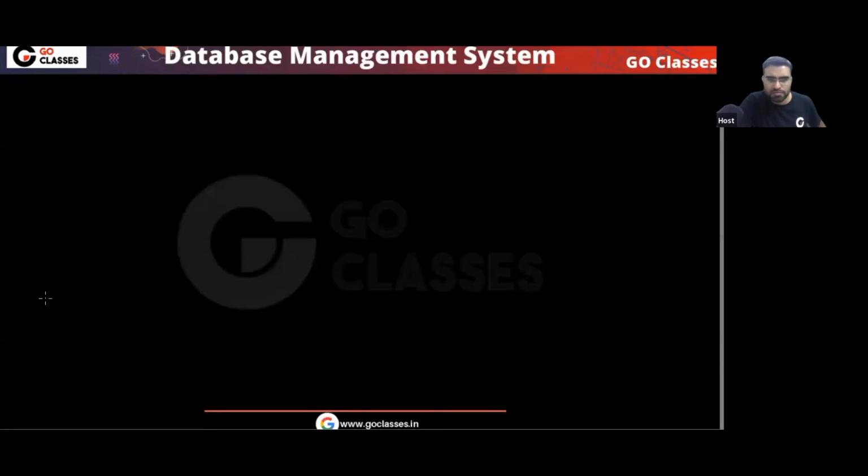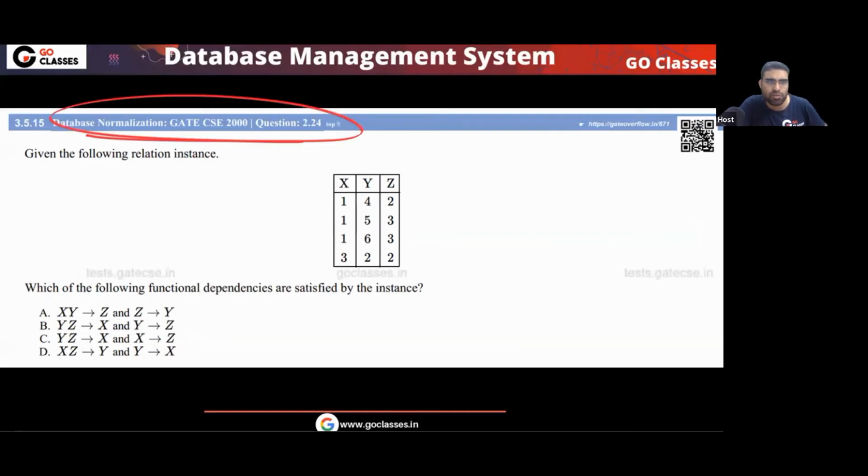Let's move on now. This is a GATE Computer Science 2000 question. Consider the following relational instance. This instance is given to you. The question is asking which of the following functional dependencies are satisfied by the instance. Is the question asking for the instance or for the schema? Please tell me. This is asking for the instance.